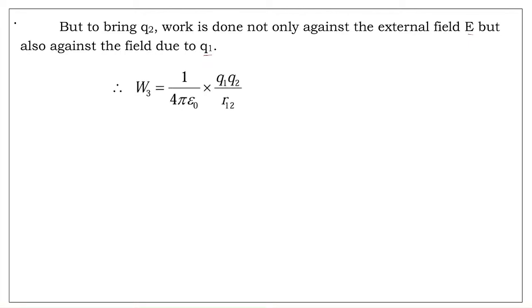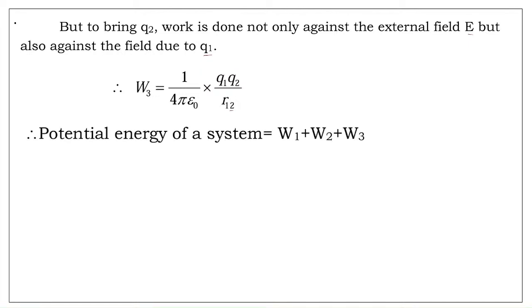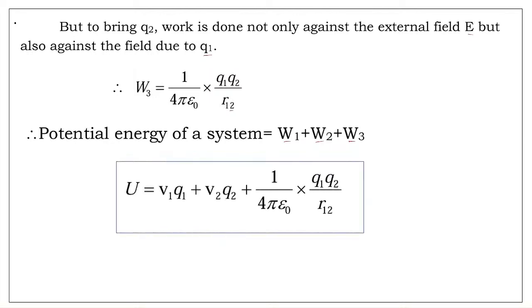W3 is equal to 1 by 4 pi epsilon naught Q1 Q2 by R12. Therefore, potential energy of a system is equal to W1 plus W2 plus W3. Substitute values, we get U is equal to V1 Q1 plus V2 Q2 plus 1 by 4 pi epsilon naught Q1 Q2 by R12. Next, derive an expression for potential energy of a dipole in an external field.